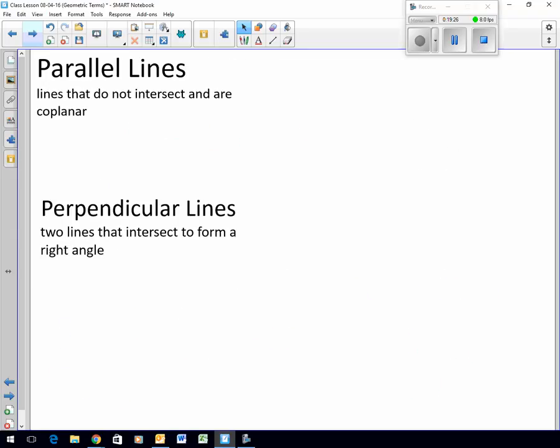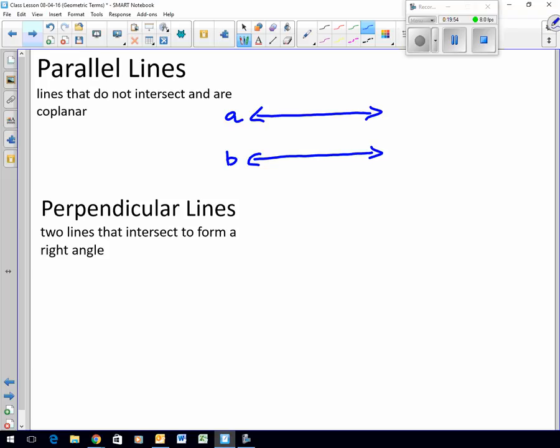Good news. Last slide today. Parallel lines, lines that do not intersect and are coplanar. Coplanar, within the same plane. Parallel lines look like this. Lines that never intersect within the same plane. I call this line A, call that line B. They would be parallel lines when I add this symbol. Here's the symbol for parallel lines.